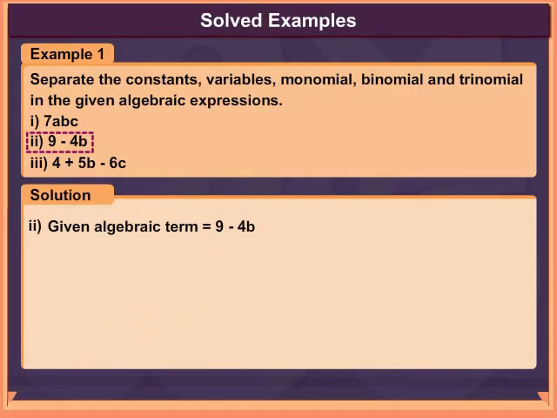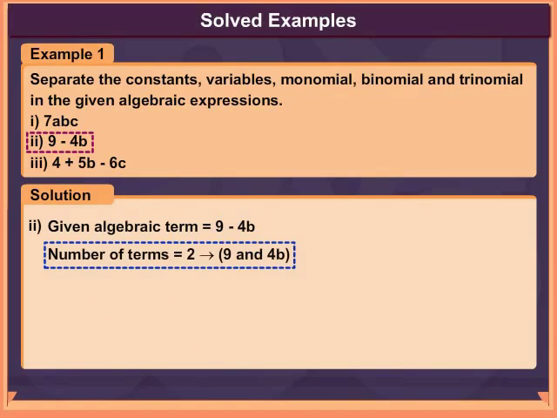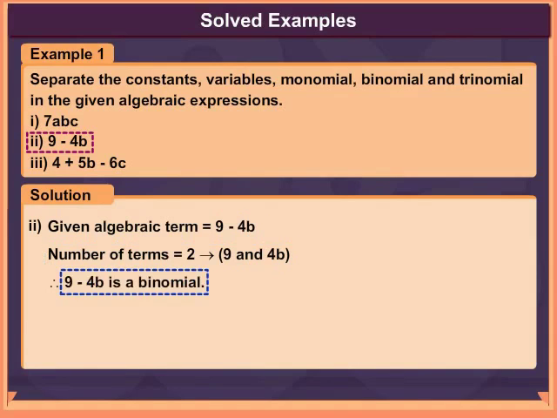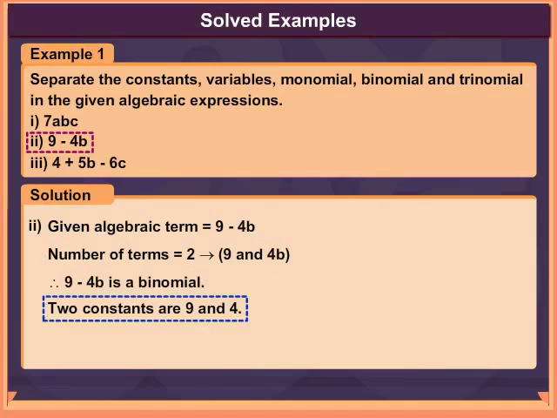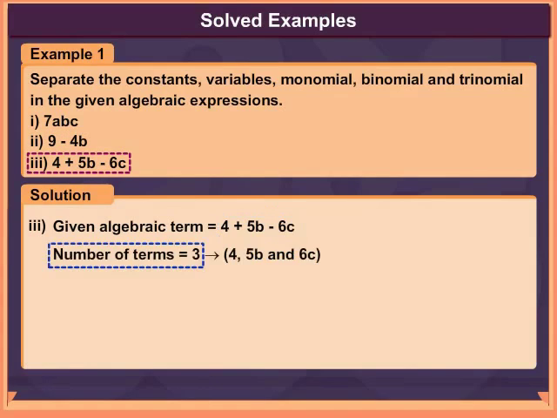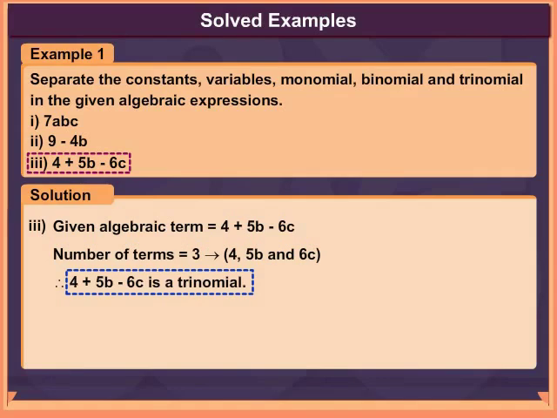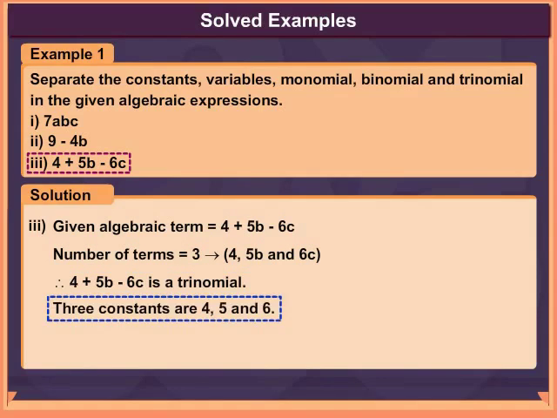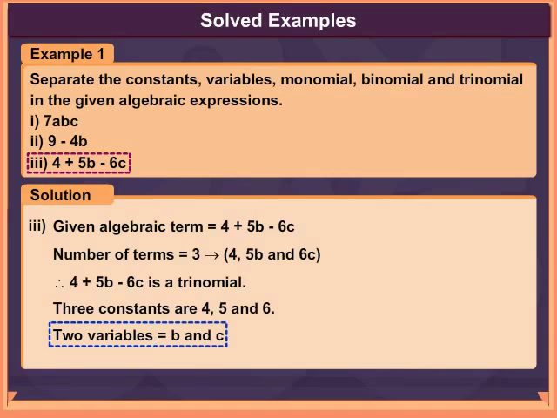Second, the given algebraic term is 9 minus 4b. In the second part, we can see there are 2 terms, 9 and 4b. Therefore, 9 minus 4b is a binomial. Also, the 2 constants are 9 and 4, and a single variable named b. Third, the given algebraic term is 4 plus 5b minus 6c. In the third part, we can see there are 3 terms, 4, 5b, and 6c. Therefore, 4 plus 5b minus 6c is a trinomial. Also, the 3 constants are 4, 5, and 6, and 2 variables named b and c.